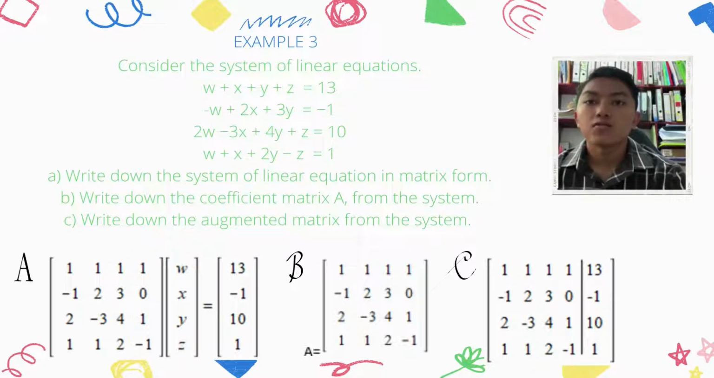B. Write down the coefficient matrix A from the system. So we just take the matrix A just like in example 3A. C. Write down the augmented matrix from the system. So we need to combine two matrices A and B with the vertical line between matrix A and B.